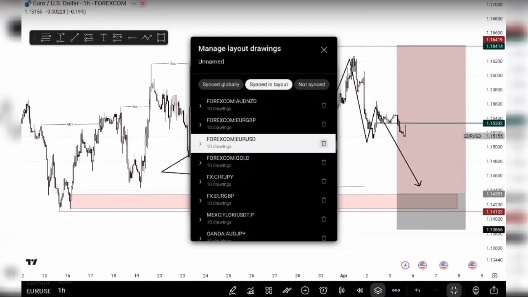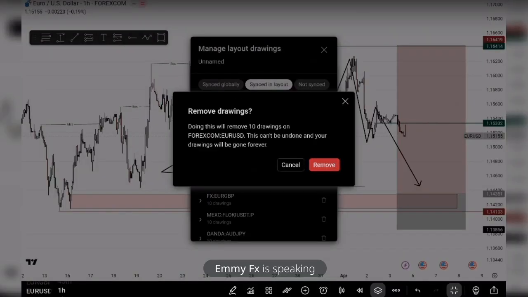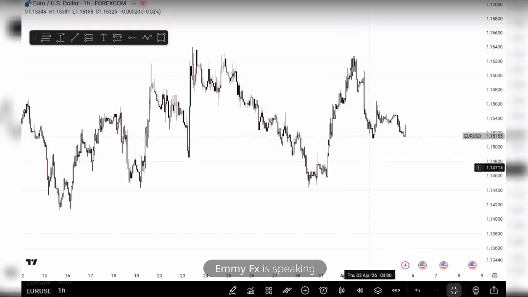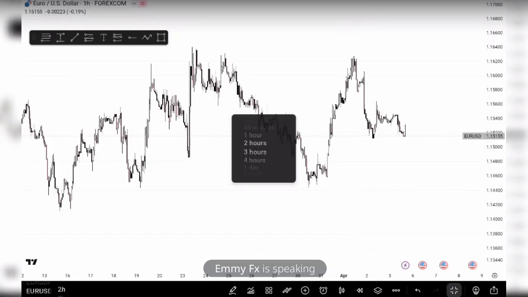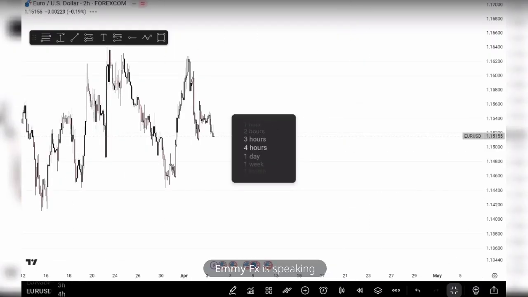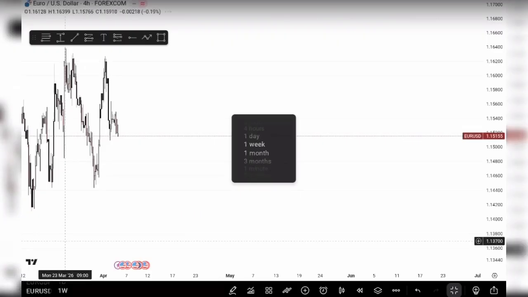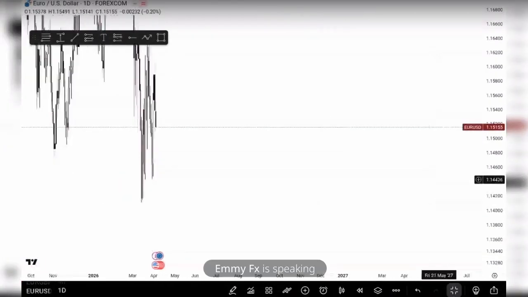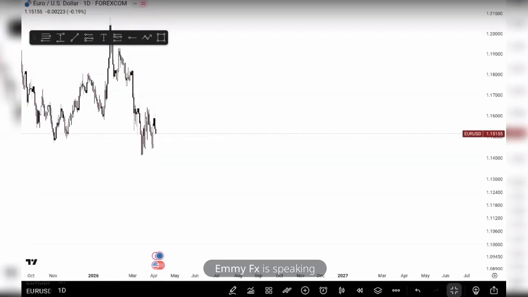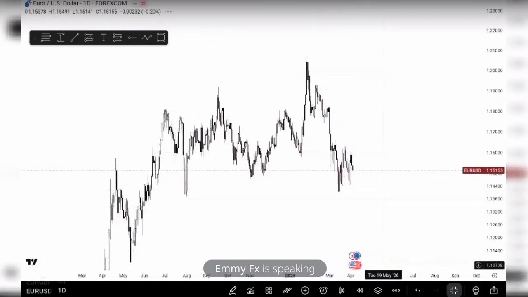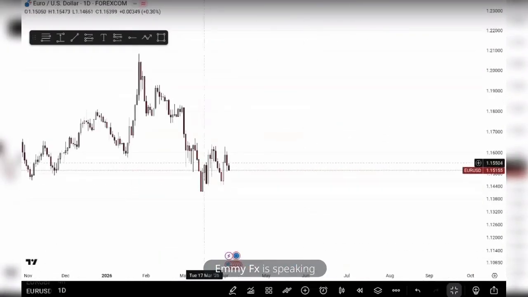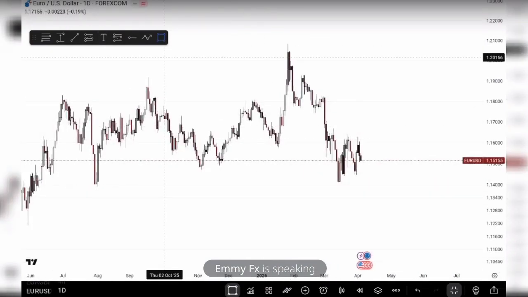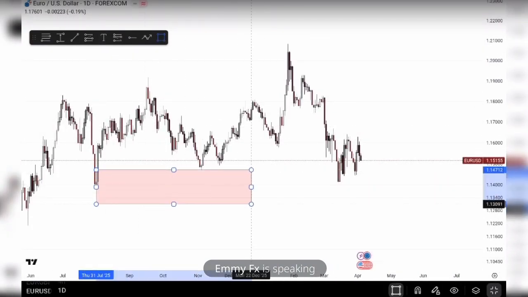All right, so I want us to move to our daily time frame. Let me show you the reason why I use it as my point of interest. Now, this is the daily time frame. Our price is reacting from here, a key demand zone in the daily time frame. And this is it, the demand zone here.